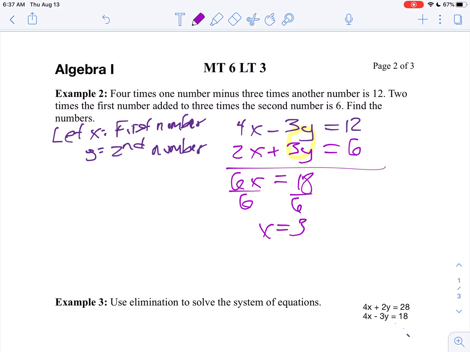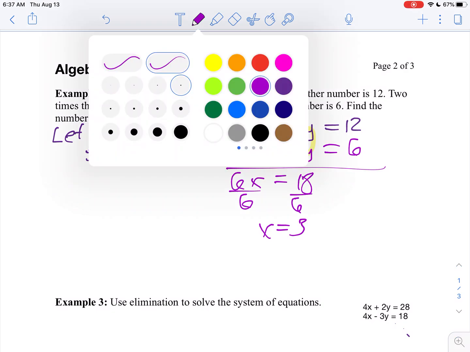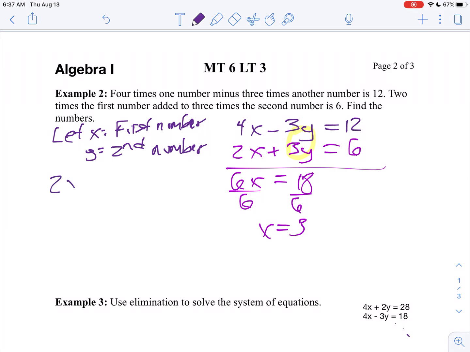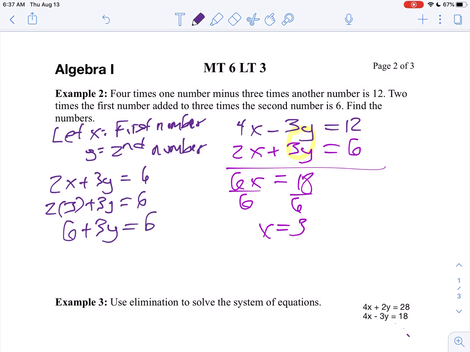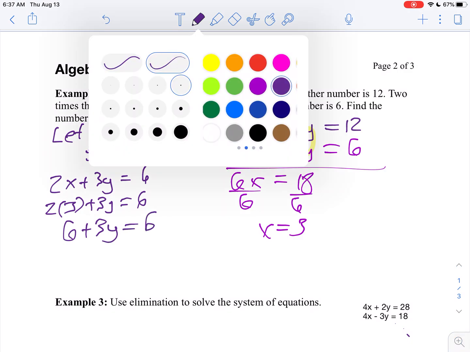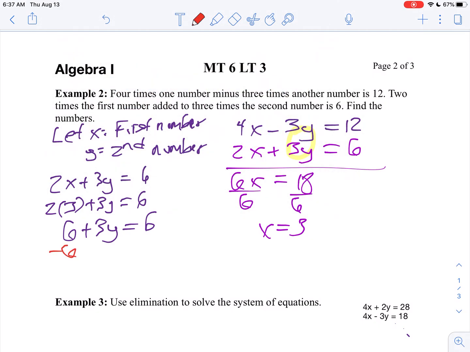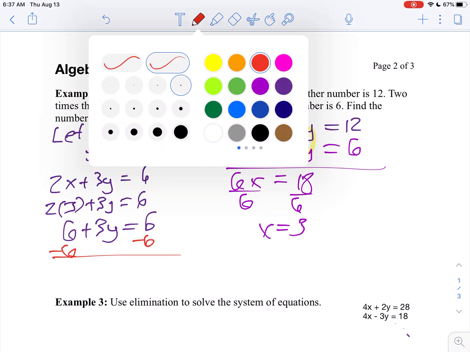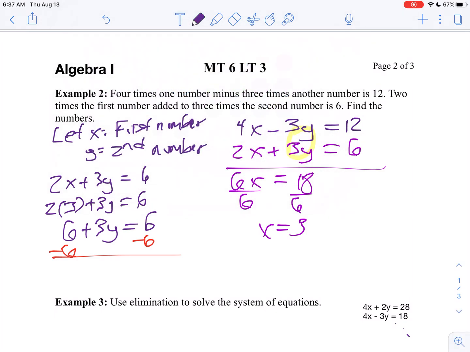Now let's find my second number. I think I'll use the second equation here again. So I'm going to go 2x plus 3y equals 6. But I know x is 3, so 2 times 3 plus 3y equals 6. 6 plus 3y equals 6 when we simplify. Minus 6 from both sides. We get 3y equals 0. Or divide both sides by 3.